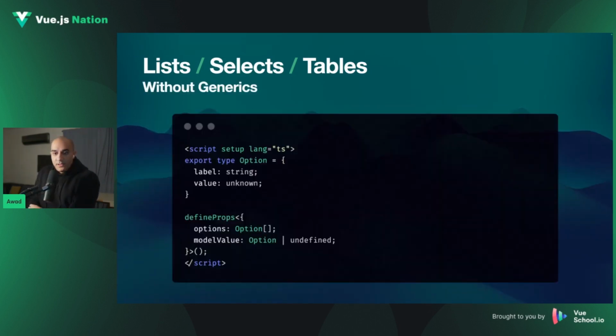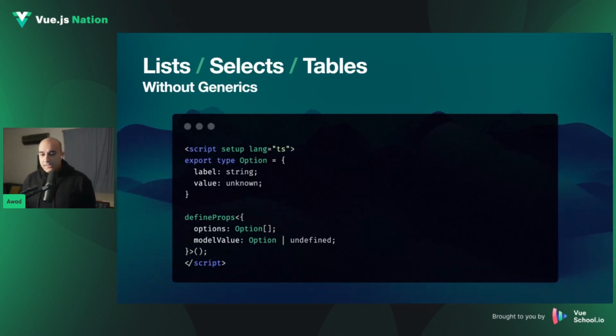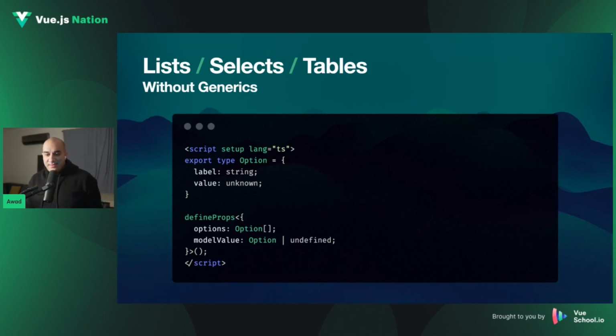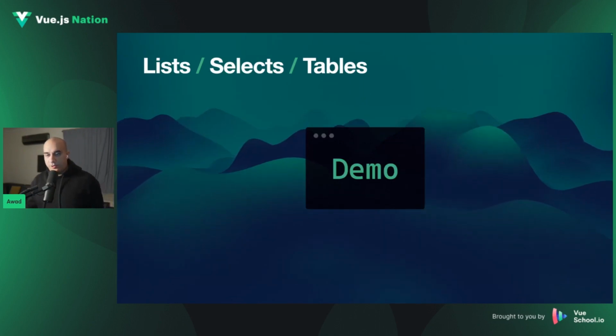So without generics, and this is something I saw with a lot of component libraries, they force the option to look like a certain object. Like they tell you, okay, our options always look like a label and a value. You can't have anything else, or an ID and a label, and so on. So we have a better way to do this with generics, and I will be showing you how.